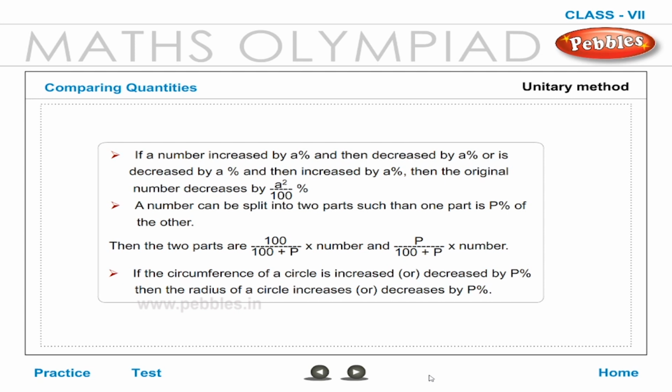A number can be split into two parts such that one part is p percentage of the other. Then the two parts are 100/(100+p) × number and p/(100+p) × number. If the circumference of a circle is increased or decreased by p percentage, then the radius of the circle increases or decreases by p percentage.